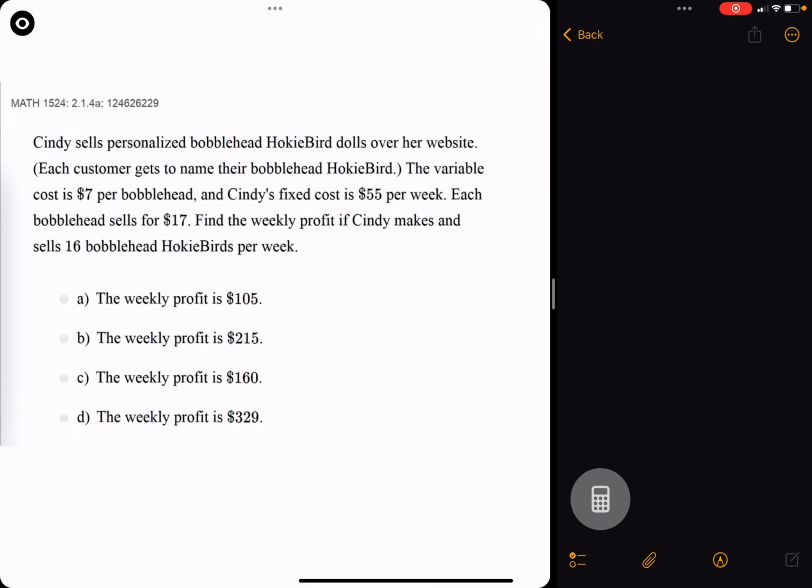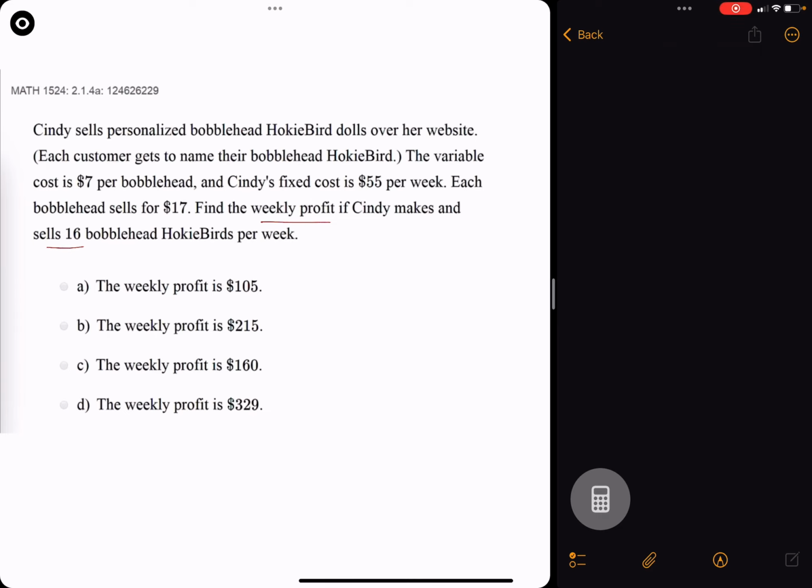Okie dokie. In this problem, we are going to find the weekly profit if Cindy makes and sells 16 bobbleheads. So the approach we're going to take in this case is to identify all the unknowns that we need to find the profit, revenue, and cost. And then we're just going to perform those calculations in Math Notes.